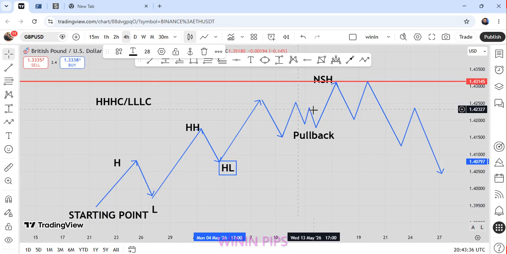So when you look at this, you see there was an internal structure here. This low was even broken, but this is the main low that pushed the price, and it couldn't break this particular high.